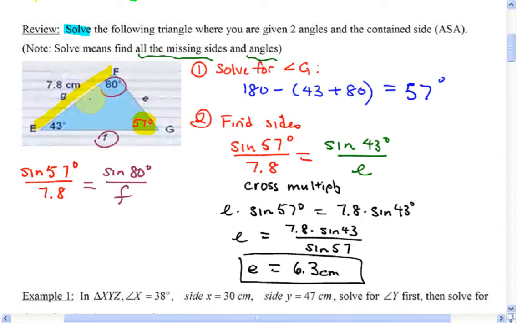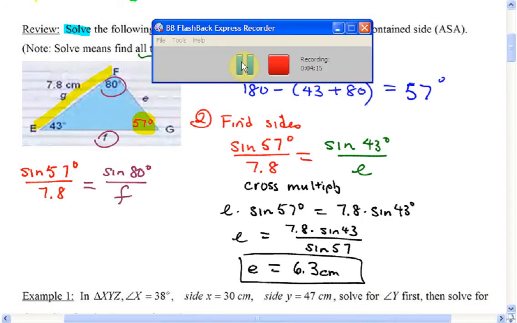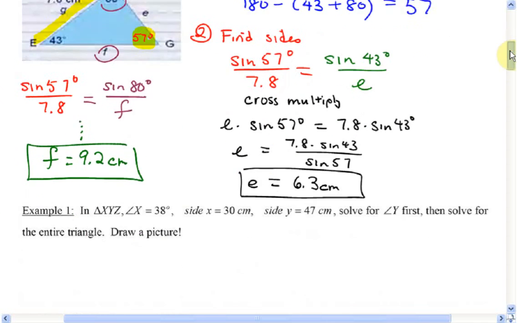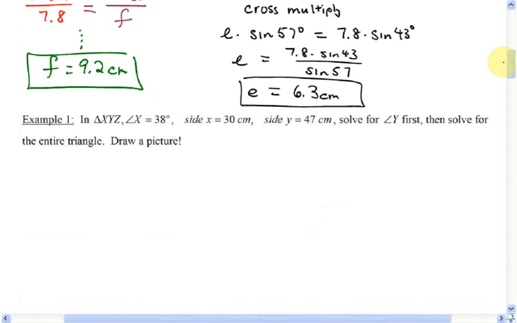Go ahead, please, and try to solve on your own. It's the same idea. F is what? 9.2? Yes or no? 9.2? Okay. All right, ladies and gentlemen, that wasn't hard, I hope, because that was just a review from last day. Now, here's today's stuff.